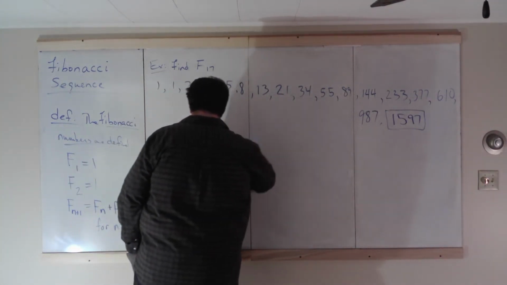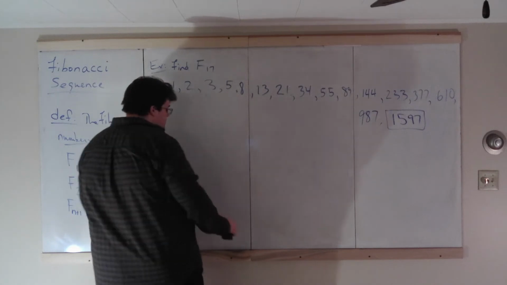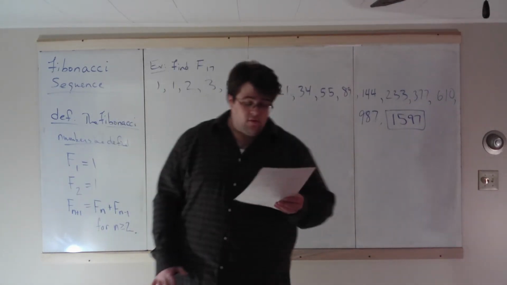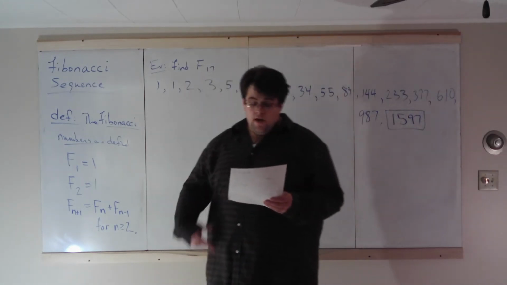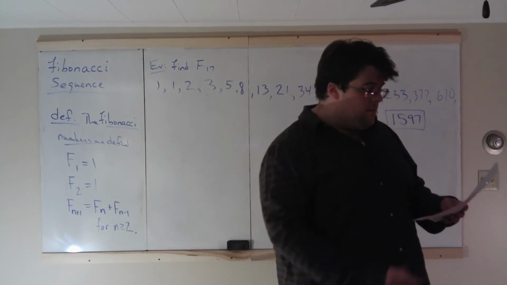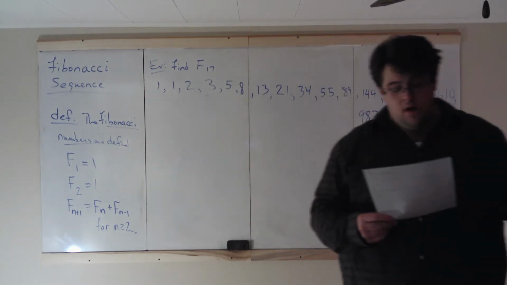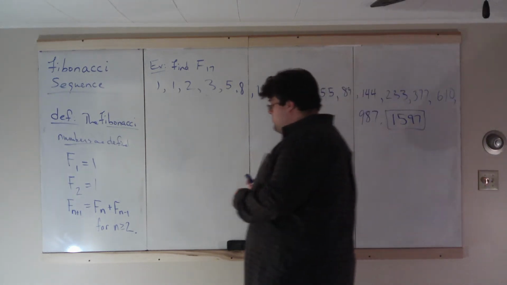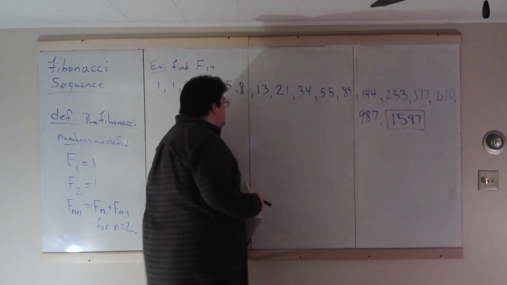But let's use these numbers to construct what's known as the Fibonacci spiral. And this spiral shows up on a snail. It shows up in ears. It shows up in seashells. It shows up in hurricanes. And you'll see why in a moment. So let's construct the Fibonacci spiral.